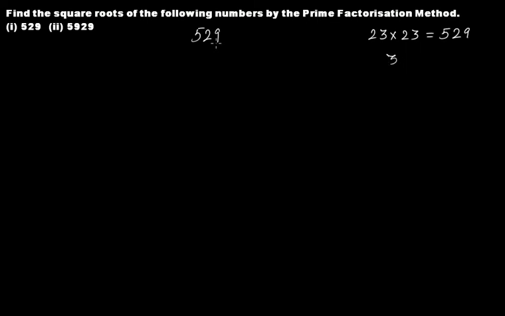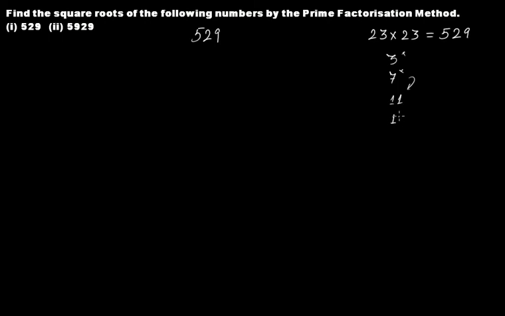Now next check it for 7, because it has 9 at its end, so the possibility is that it could be divisible by 7. 529 is not divisible by 7, so leave that. Now next jump to 11. Check this. Because it has 9 at its end, there is a possibility that it can be divisible by 11. Again, this is not divisible by 11.